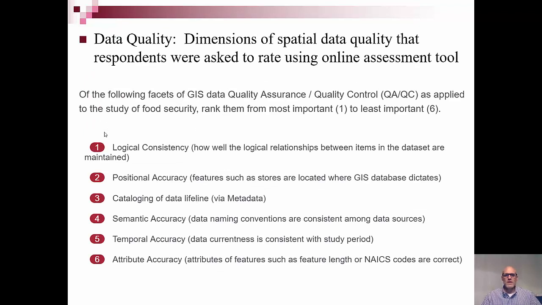In addition, with data quality, we had dimensions of data quality that respondents were asked to rate. And I broke these dimensions of data quality down to logical consistency, positional accuracy, the catalog and metadata, semantic accuracy, temporal accuracy, and attribute accuracy. Making sure, was the NAICS code correct, the square footage or whatnot. And we're working on some research now where we go and field verify a number of the stores in our databases, and we're kind of surprised at the amount of disagreement between some of the data that we're working with and what's actually in the field.